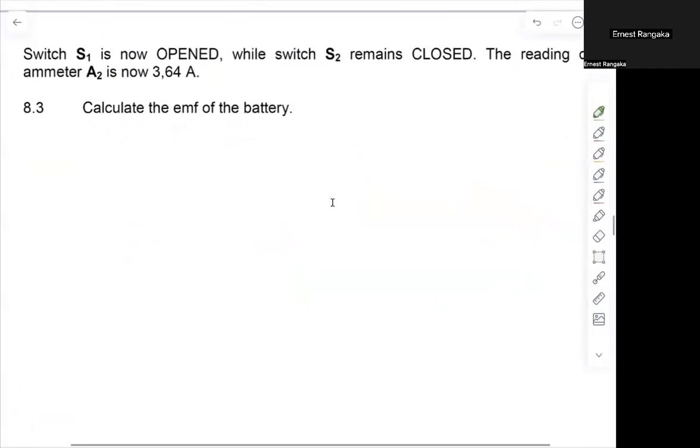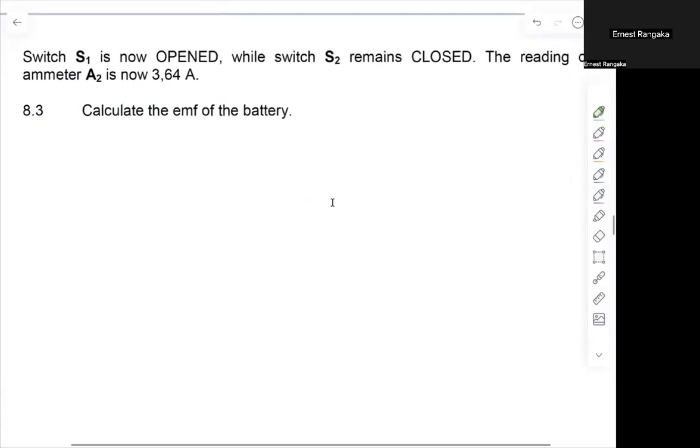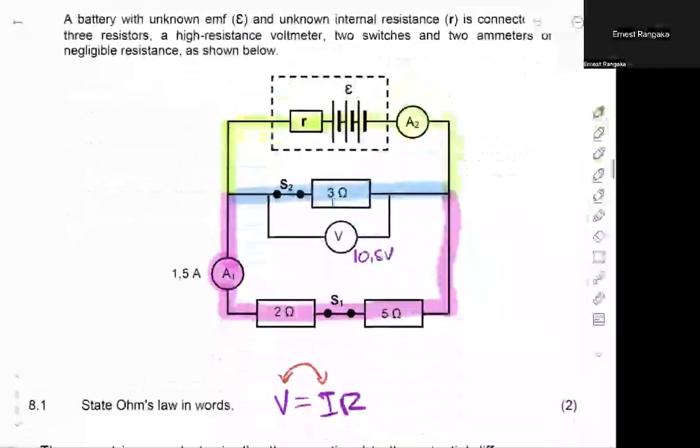The question reads as follows. Switch S1 is now opened while switch S2 remains closed. The reading on the ammeter A2 is now 3.64 amps. Calculate the EMF of the battery. There's a question we need to now try and work out. So switch S1 is now open while switch S2 remains closed. The reading on the ammeter A2 is now 3.64 amps. So I need to quickly go back and change and look at this image and how it's going to work.